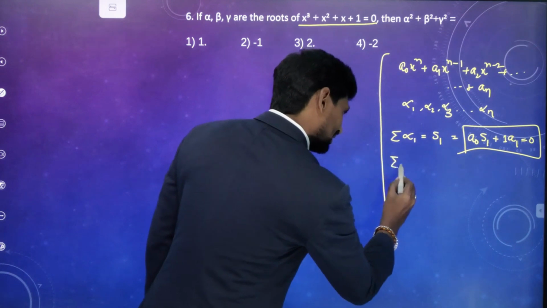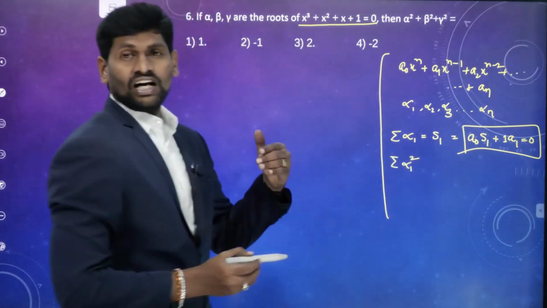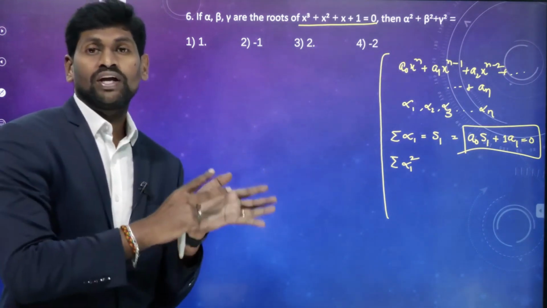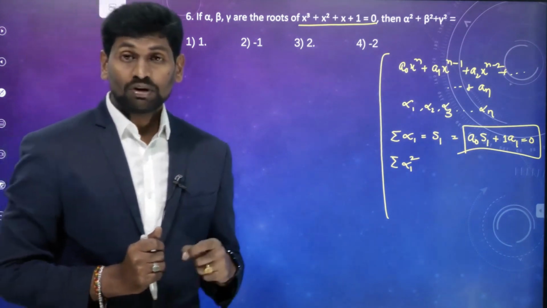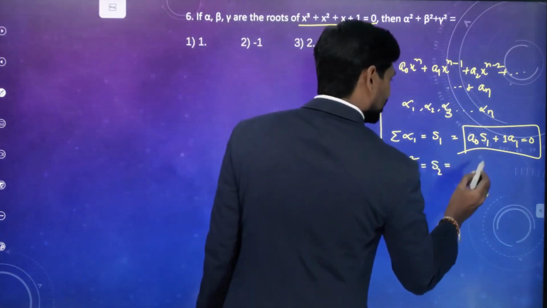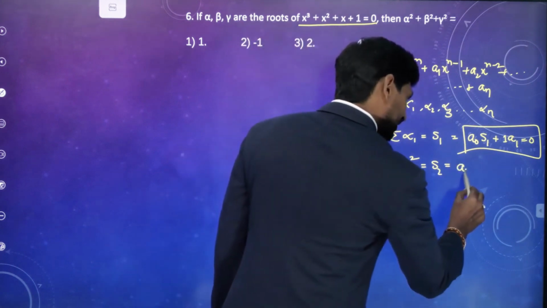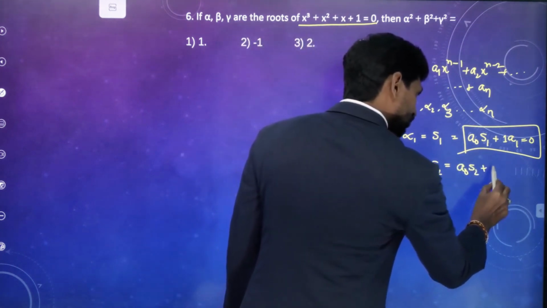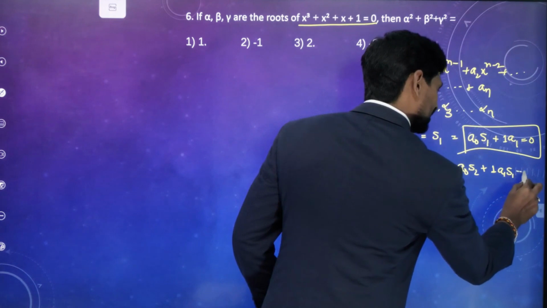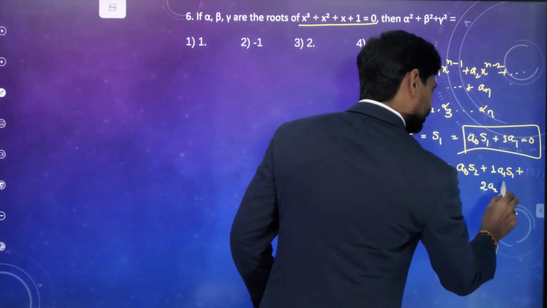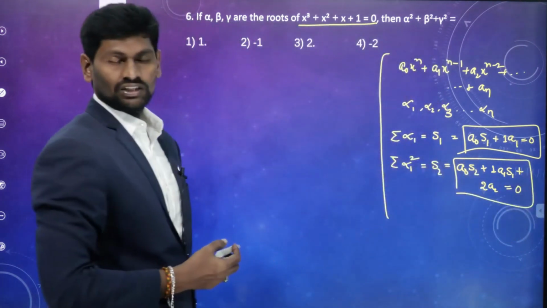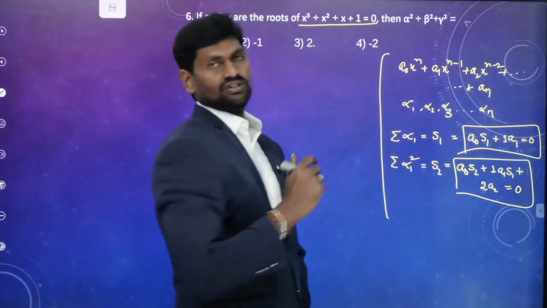Next, the second one, sigma alpha 1 square. That means alpha 1 square plus alpha 2 square plus alpha 3 square and so on plus alpha n square, nothing but the sum of the squares of the roots. For this we consider S2. Here we should learn the condition: A naught S2 plus 1 into A1 S1 plus 2 into A2 equals 0. So S1, S2 only will be there. That means to find the S2 value, again we need to find S1 also.